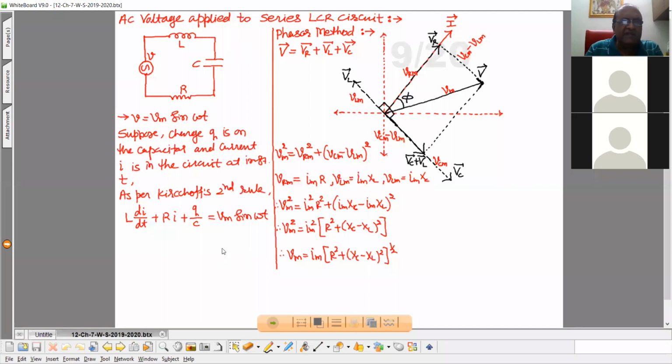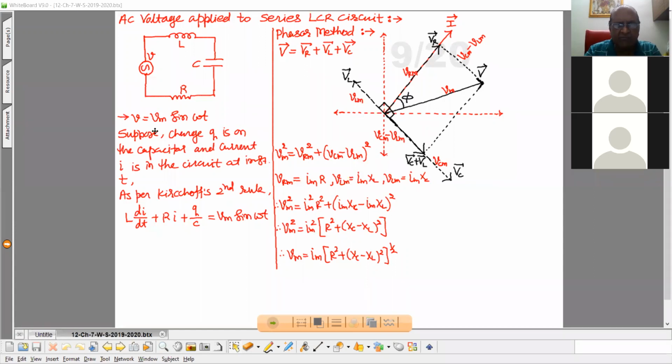Now next theory, that is AC voltage applied to a series LCR circuit. Now when inductor, capacitor and resistor, all these three are connected in series with an AC source, then what will be the current in the circuit? That we have to find. Now here we can do this by two methods. One is the phasor method, another is the analytical method. So both the methods we have to discuss here.